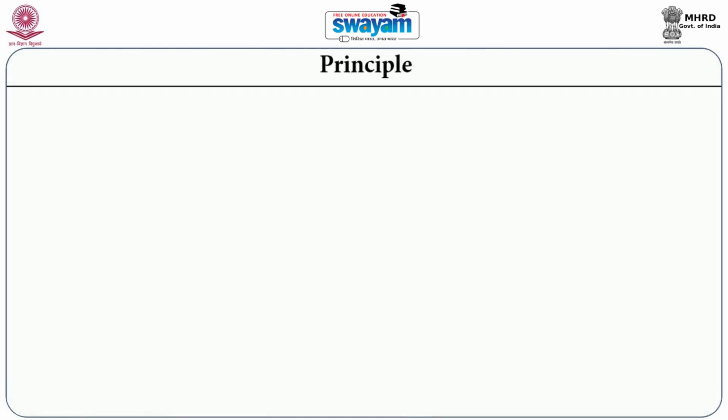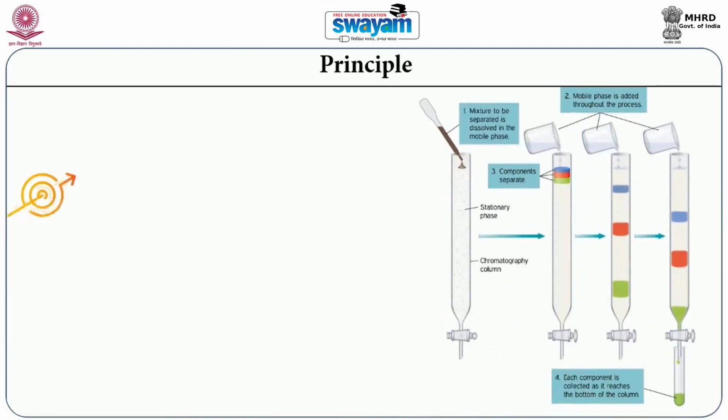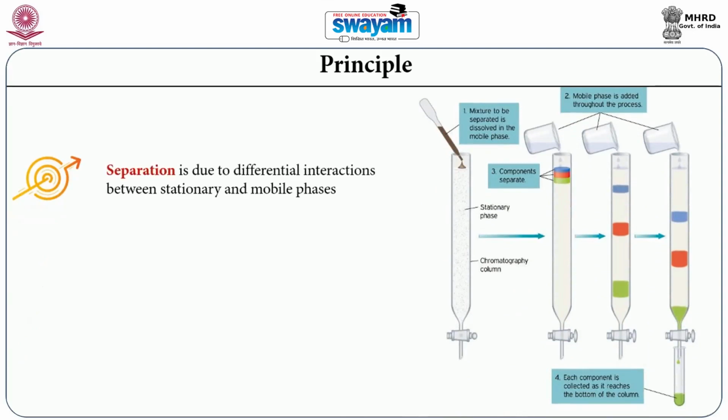So the essential principle of what we know as chromatography: the separation is basically because in a mixture of different analytes, each of those analytes would interact differentially with the stationary and the mobile phase. So in effect, what would happen is that a mass transfer would take place between the stationary and the mobile phase as the sample moves through the stationary phase carried by the mobile phase.